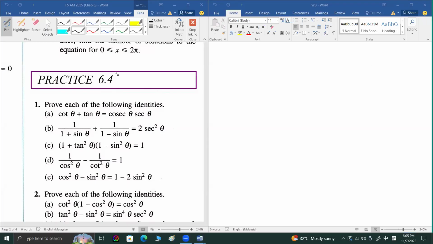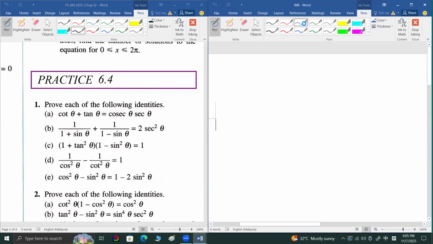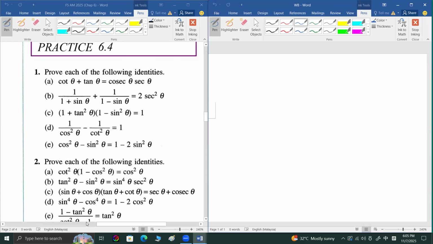Okay, class, we continue 6.4 today. Remember last week a few formulas were given, right? I hope you have written down the formulas. So now let me prove to you, because you're asked to prove the following identities. Remember last week, I gave you a few. So now listen to me. How are you going to prove this identity?